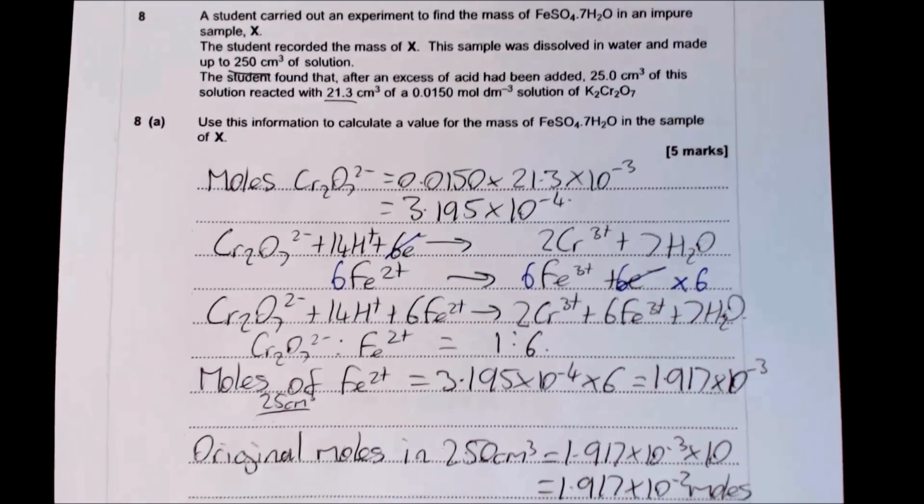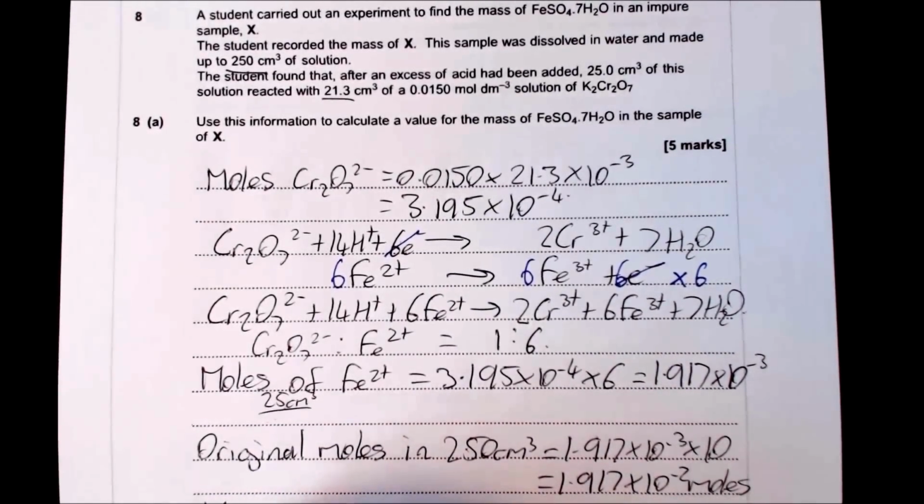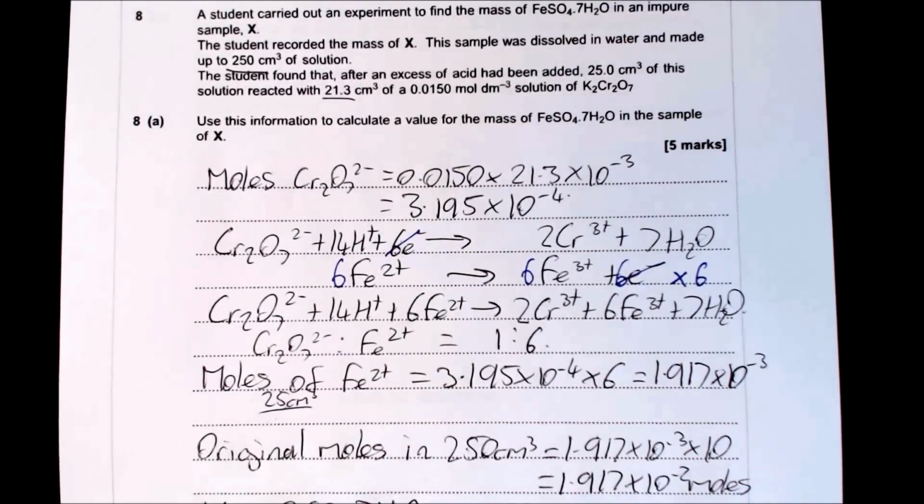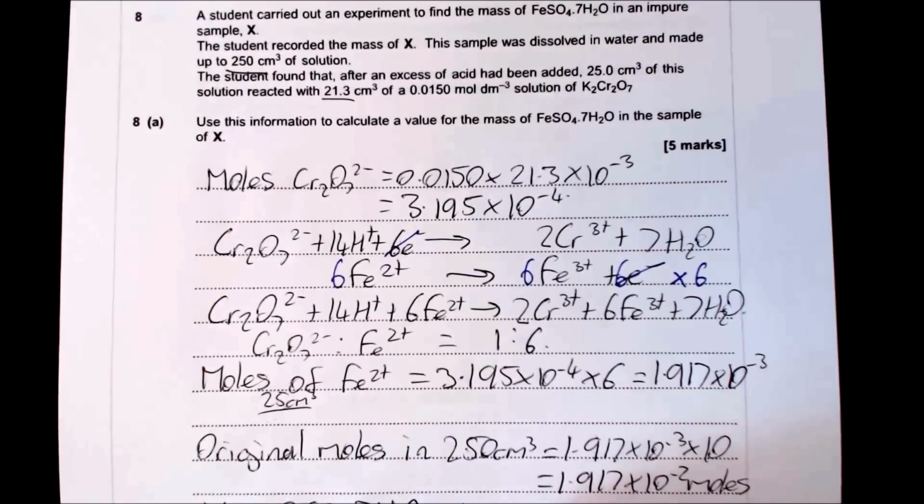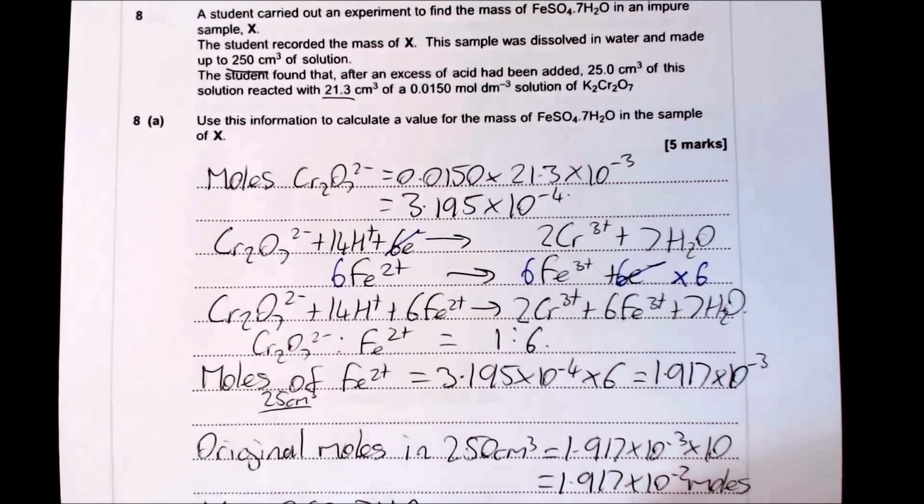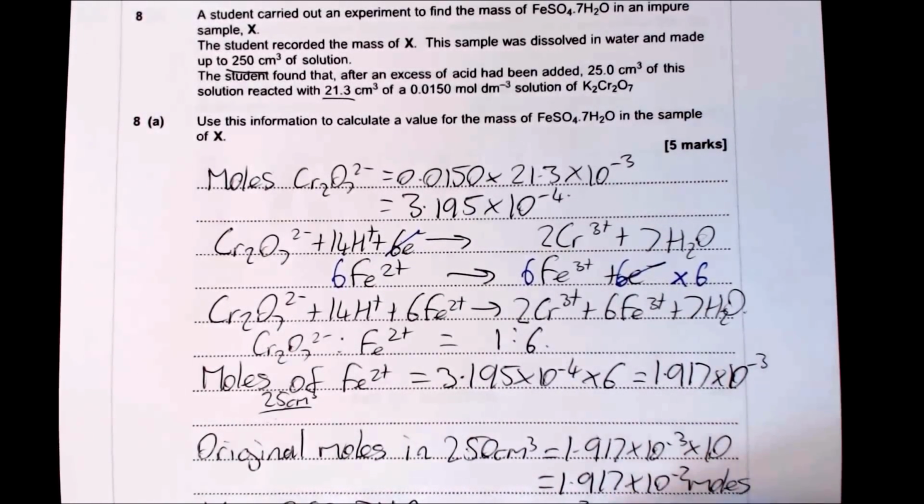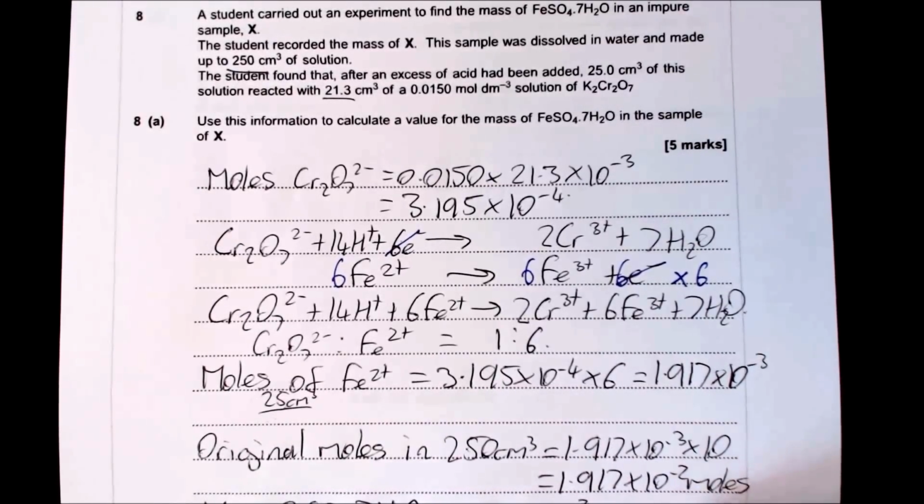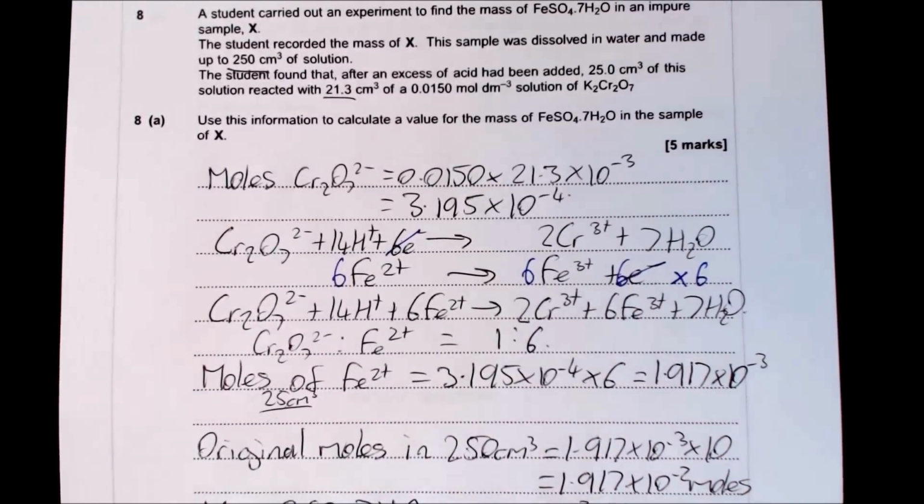So what we can do there then is we can finally work out the mass of FeSO4.7H2O. So the mass is going to be the number of moles times by the Mr. So the number of moles was 1.917 times by 10 to the minus 2. And we're going to multiply that by the molecular mass. The molecular mass of that with the 7 waters as well will be 277.9.